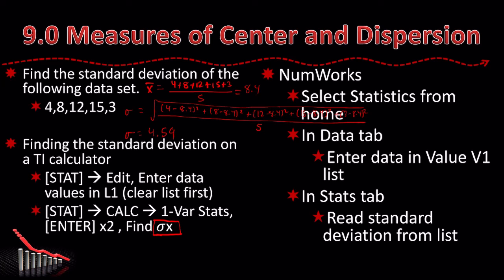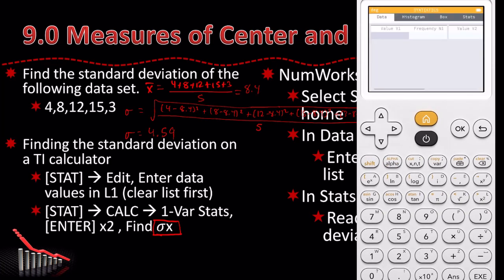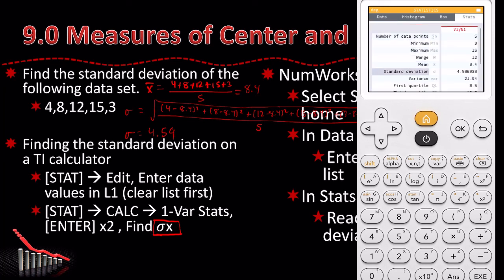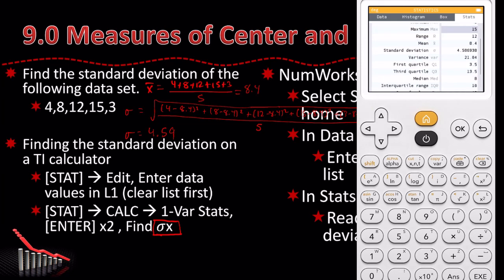So let's go ahead and try that for our data here. So I have the NumWorks. I'm going to go to Statistics. I'm going to enter my numbers in. And then I'm going to go to Stats. And look at that, standard deviation is 4.59. Oh, notice, it also tells me my mean. It also tells you the median. What? A calculator does all that for you? Yes, it does.